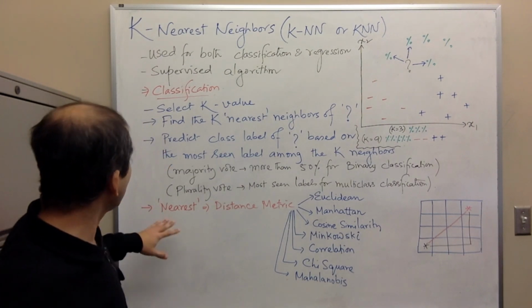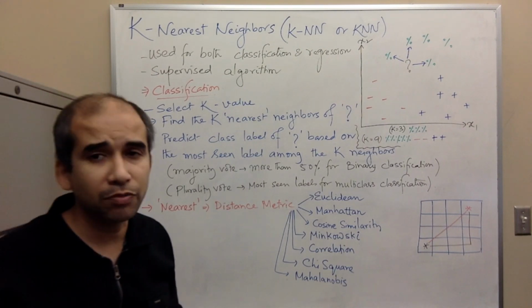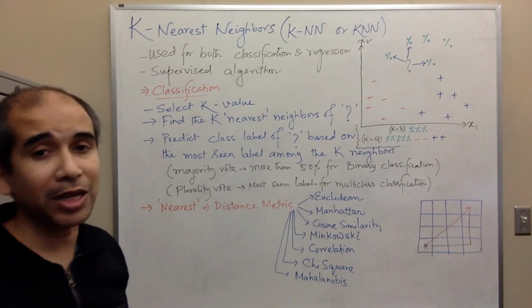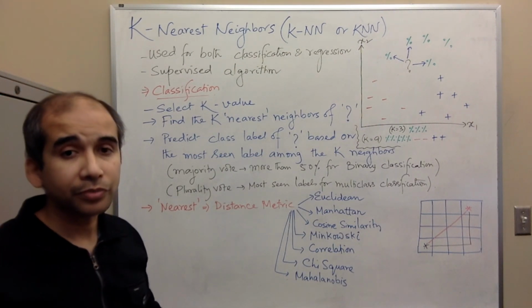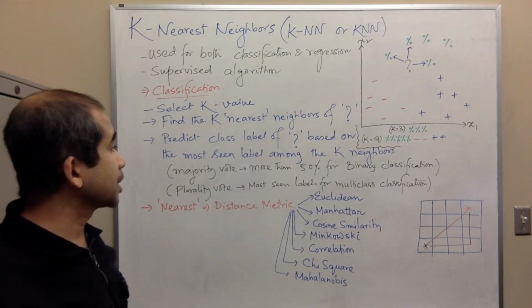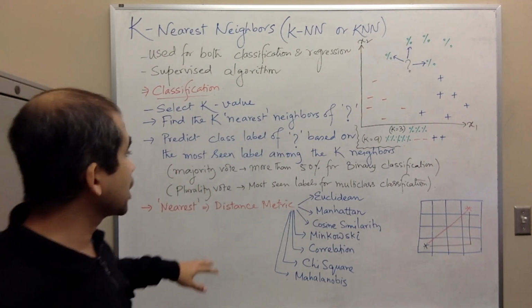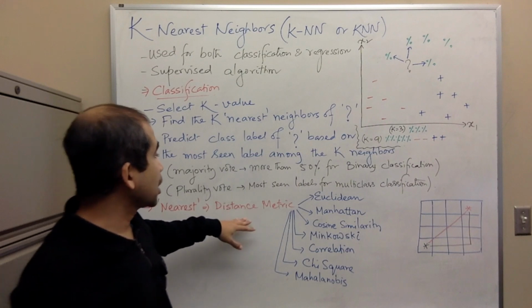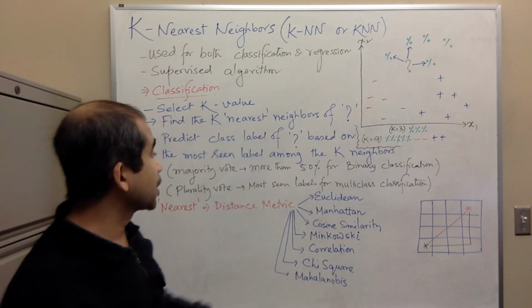So now one thing we will talk about is the "nearest." What does nearest mean? Nearest is a distance metric. There are many different distance metrics used for the k nearest neighbor algorithm, because the nearest term is important. Computationally there can be many choices. I've listed some of the popular metrics, and I'll probably not talk through all of them.